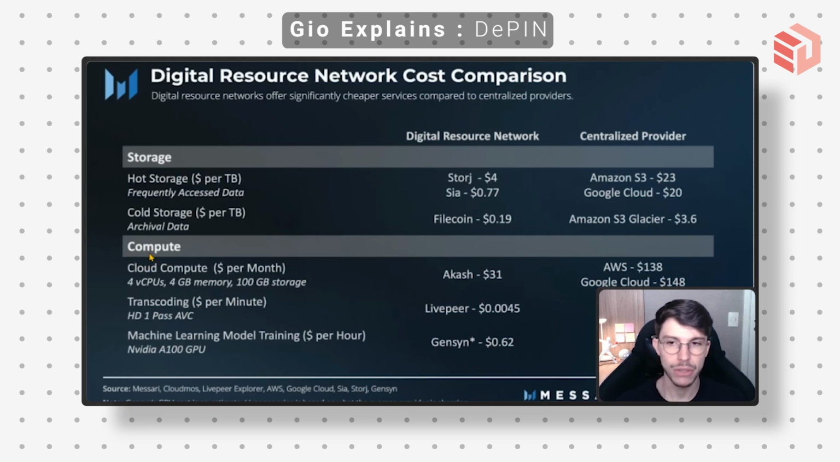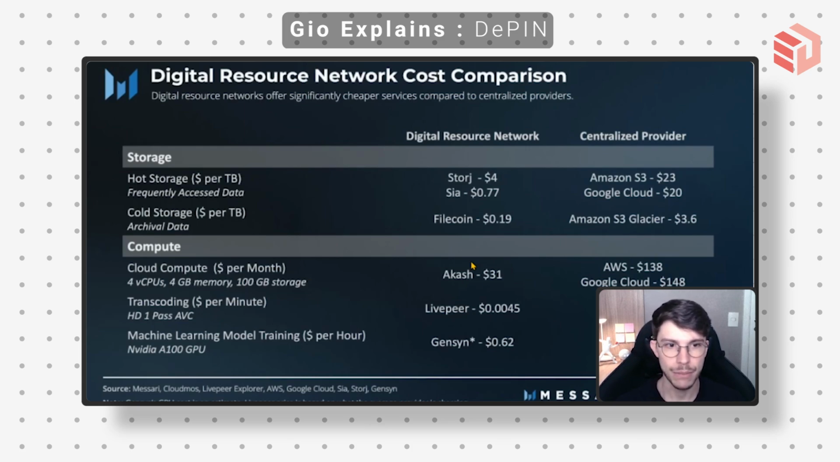Right? And you can also look into the difference between the compute. So if you look into Akash, which is the cloud computing protocol, it's $31 per month versus $138 for Amazon or $148 for Google. So if you imagine end users, product builders, and people who really demand this kind of service, and they look into these costs, it's very clear why they should at least try one of these solutions that offer a decentralized physical infrastructure network, right?